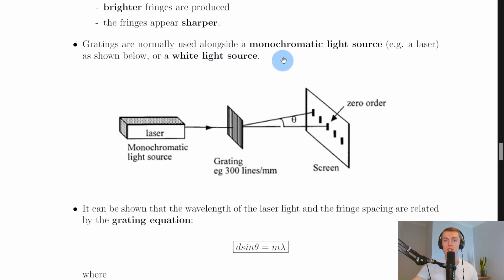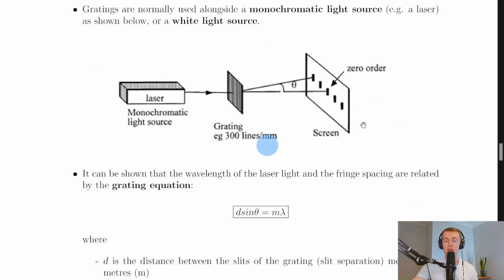Gratings are normally used alongside a monochromatic light source, for example a laser, as shown below, or a white light source. So remember, a monochromatic light source is just light of a single frequency or wavelength, i.e. colour, or we're saying we could use a white light source here instead, which is going to consist of all the colours of the rainbow.